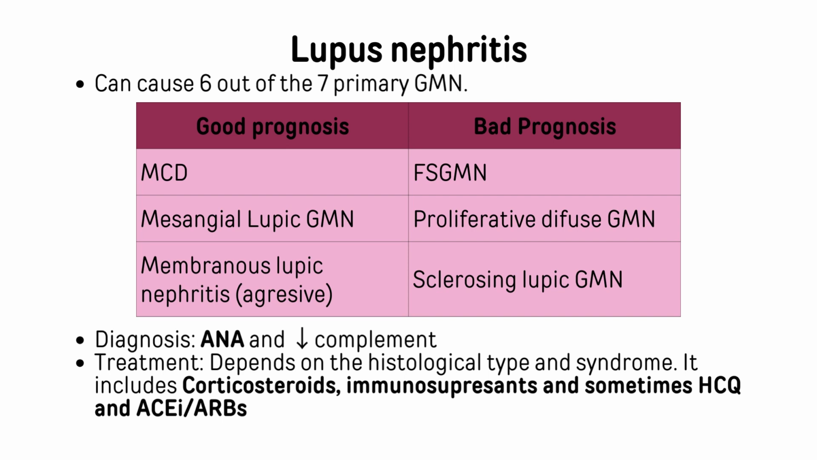The diagnosis is made checking the ANAs, and also decreased complement is shown up in serum. The treatment depends on the histological type and syndrome. It includes corticosteroids, immunosuppressants, and sometimes hydroxychloroquine, and ACE inhibitors and ARBs.